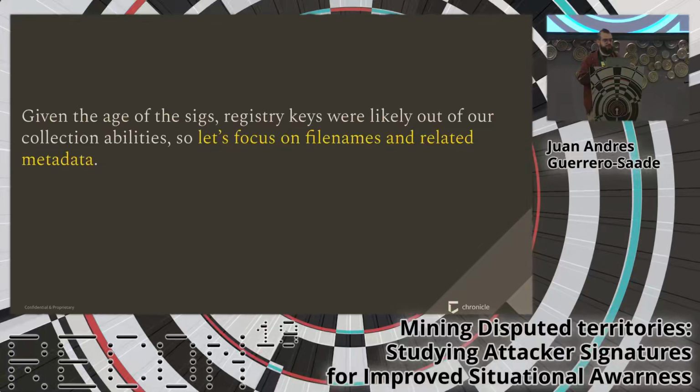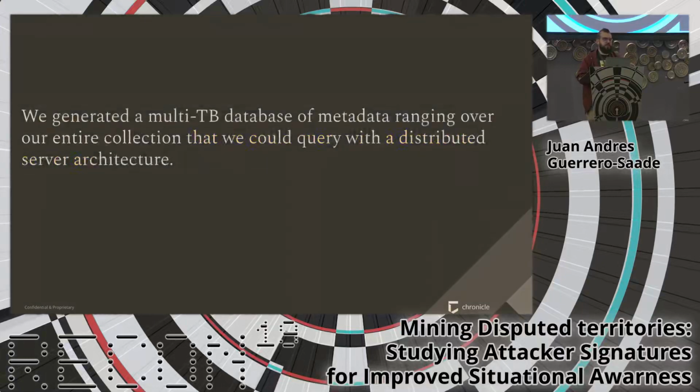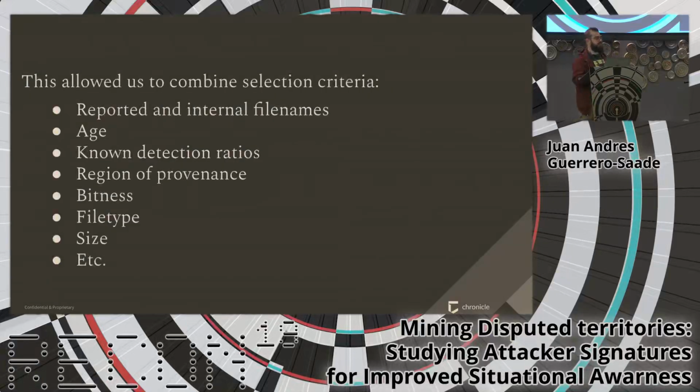So being at a place like Chronicle, I was able to get away with generating a multi-terabyte database of metadata without anybody complaining about the computing and storage power for the time being. And we did that for the entire collection of VirusTotal, right? That means that we can actually start to write queries based on information like this, right?